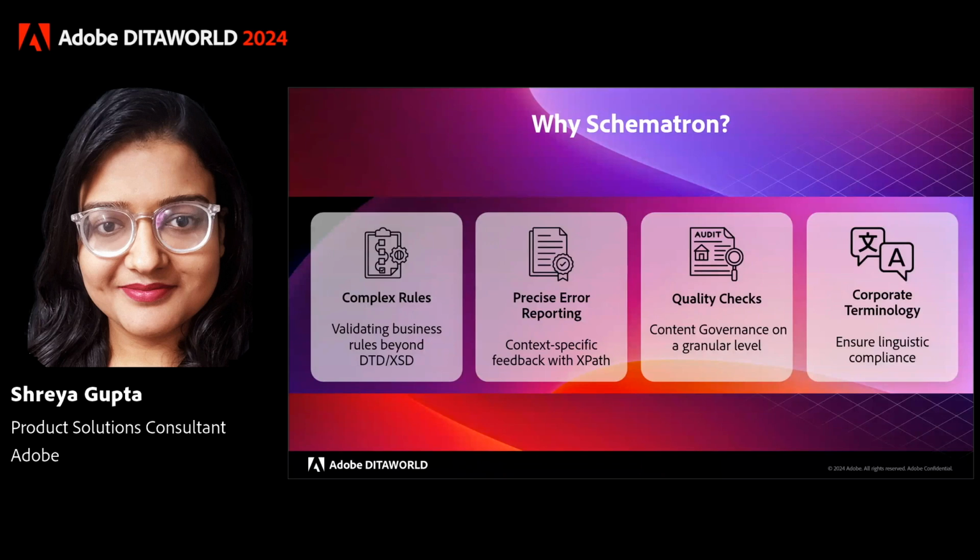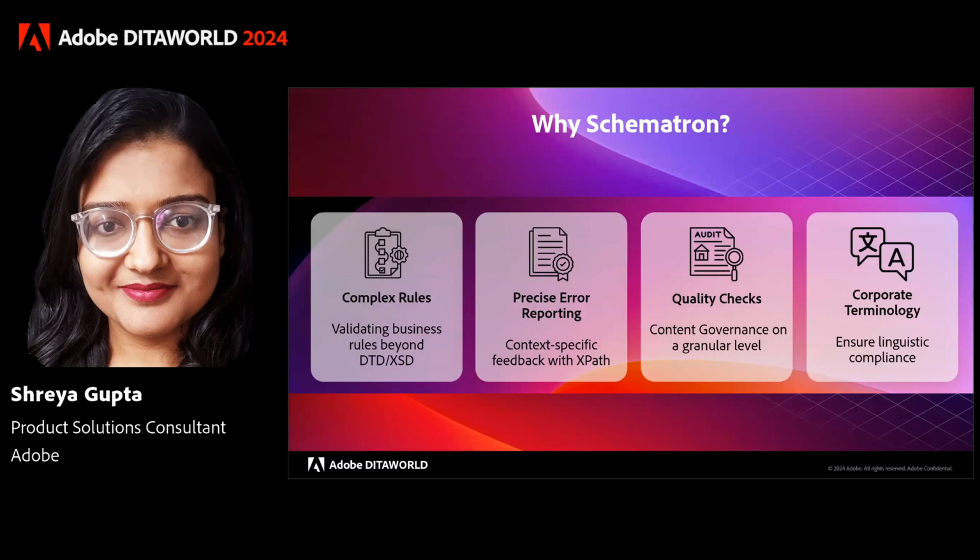Another important aspect of this language is that it allows context-specific feedback. That means different rules can be set for different contexts. Let's understand this with an example. Suppose you have different elements in your XML document. You have a paragraph and you have a title, and you want different types of checks for your paragraphs and different types of checks and rules for your title.